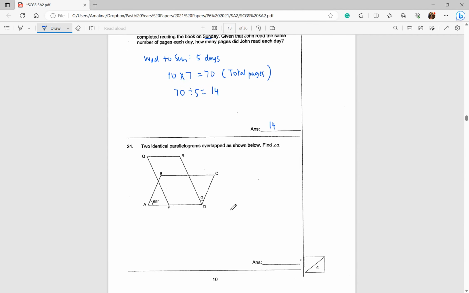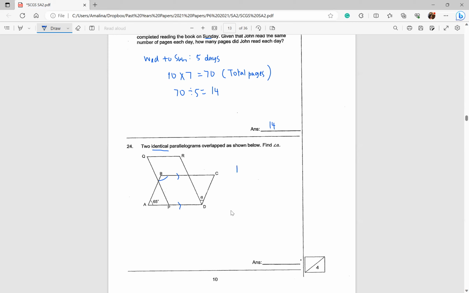Two identical parallelograms overlap as shown below, so they are identical. Find angle A. How to find this angle? So can you find this angle first? Is it possible? Yes, because it's a parallelogram. So angles in between your parallel lines give you 180 degrees.